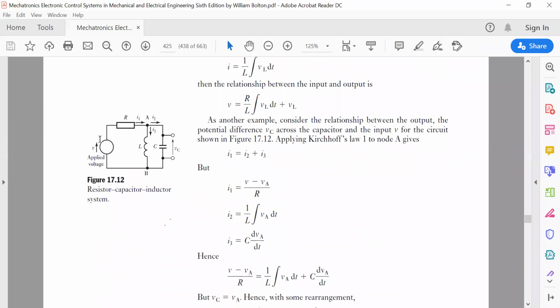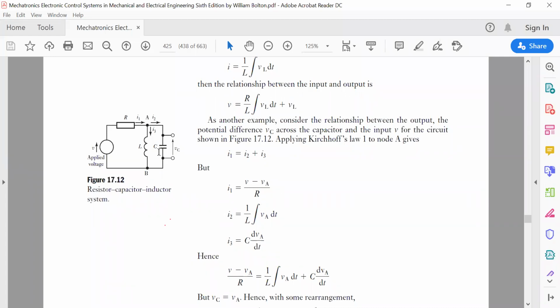Like you can take this figure 17.12. By using Kirchhoff's first law, you have a current I at this node. I1 is coming, I2 and I3 are exiting from this node. So as per Kirchhoff's law, I1 is equal to I2 plus I3. Now I1 is what? The potential difference from A to the applied voltage, V minus VA upon the resistance.